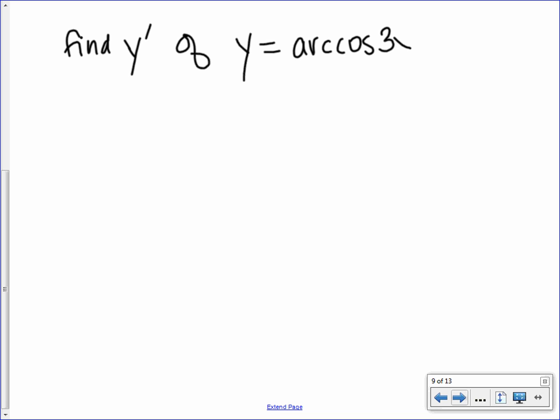Maybe let's do another one similar to that. Let's find the derivative of, I don't know, arc cosine of 3x. Let's try that.